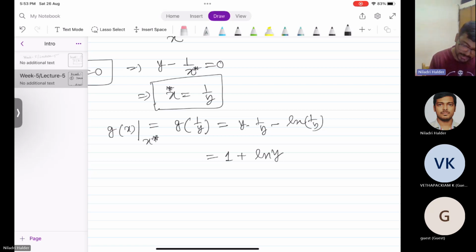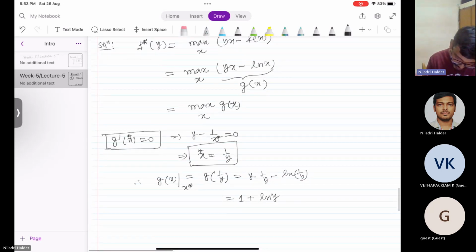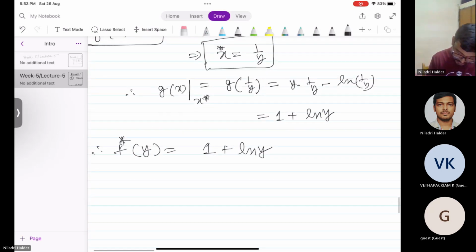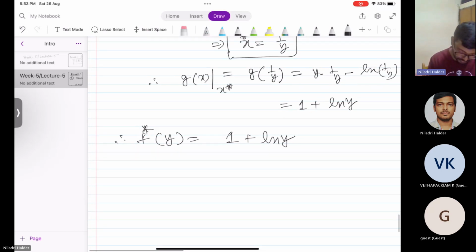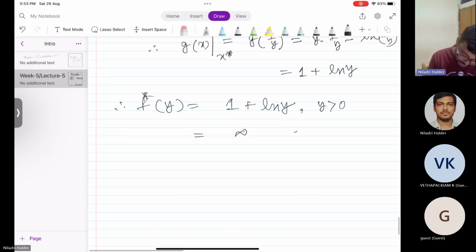Correct. Now, if y is positive, so this is the f star of y. Okay, this is the f star of y. Now, this is only a finite number if y is more than zero. Okay, if y is less than zero, then this log thing will not exist. So for that case, we can write it this way: this is infinite otherwise.